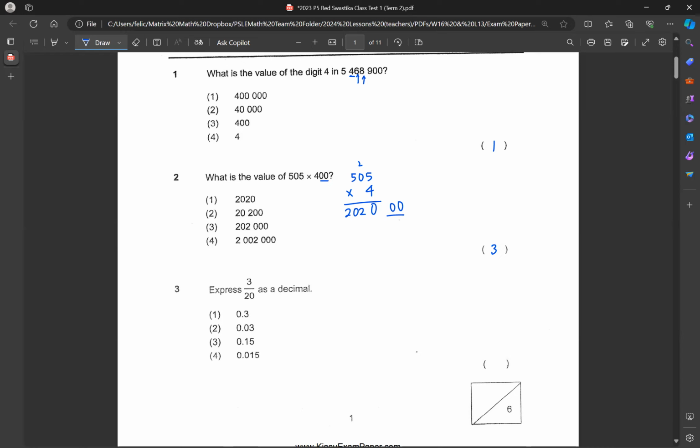All right, and the next one would be express 3/20 as a decimal. So to express a fraction as a decimal, you need to first make the denominator into 10, 100, or 1,000. So in this case, I think the best is to make into 100. Just multiply by 5. You will get 15 over 100, and then you can put it as a decimal, which is 0.15. Okay, so that's number 3.